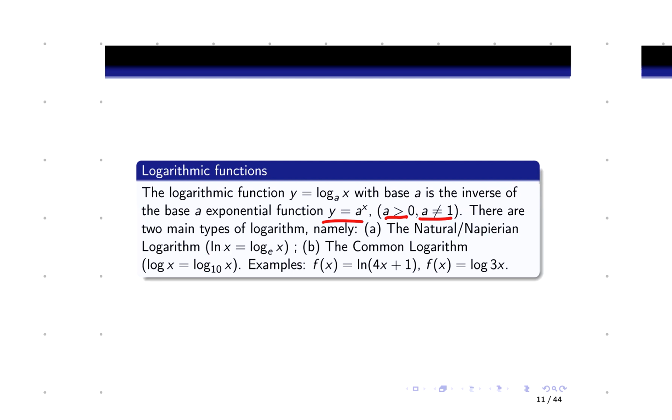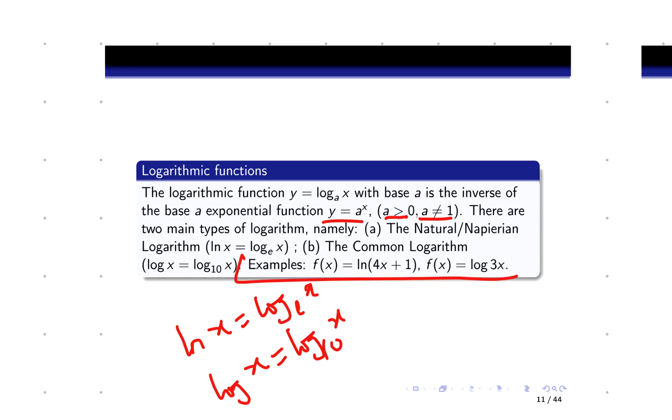ln x, that is log to base e of x, and then you're going to come across log x. So if you just have ln x, you know that's log to base e. Or log x, that's a common log. If the base is not given and it's just log, then you know it's base 10. That's a common logarithm. So very good examples of logarithmic functions will be f of x equals ln(4x plus 1), and f of x equals log 3x. So this simply means log base e of (4x plus 1), and this means log base 10 of 3x, like that. So that's a logarithmic function.